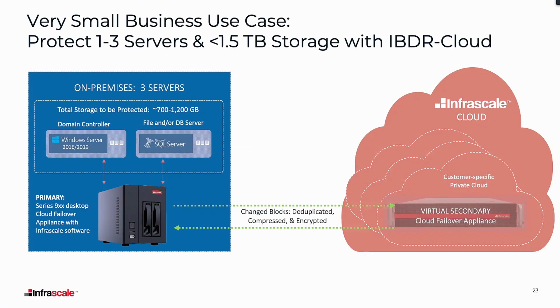So imagine that Windows Server 2016 or 2019 running a domain controller, and imagine a SQL server or a file server. Those are the on-premise environment that they need to protect, probably somewhere in the 700 to 1200 gigabytes of storage. So not great amounts of storage. We would put our desktop appliance, cloud failover appliance, in that location. They don't actually have a rack room. This is probably under someone's desk. And that's what's talking to a virtualized secondary in our cloud. So to conceptualize this type of customer, this is a very typical setup.